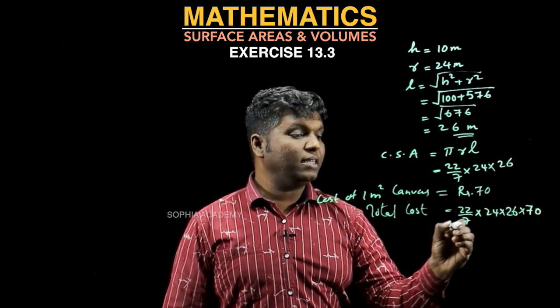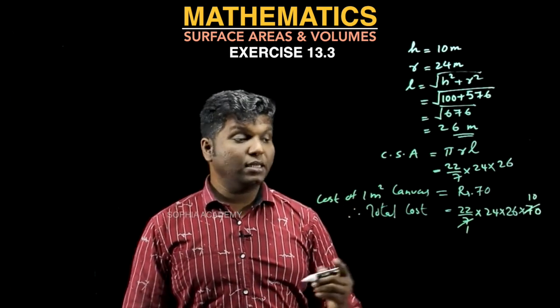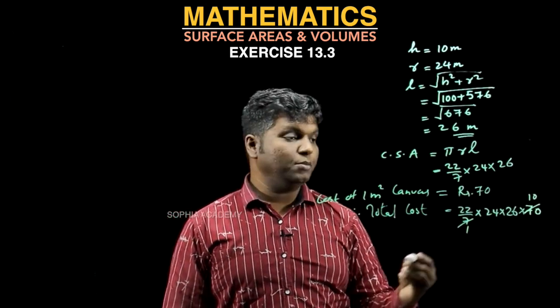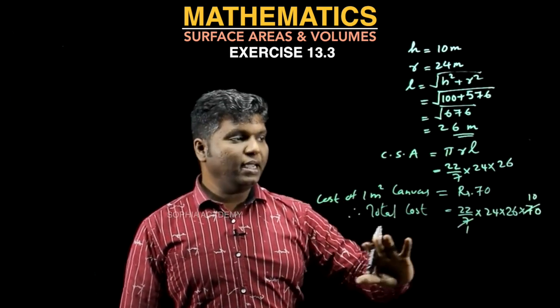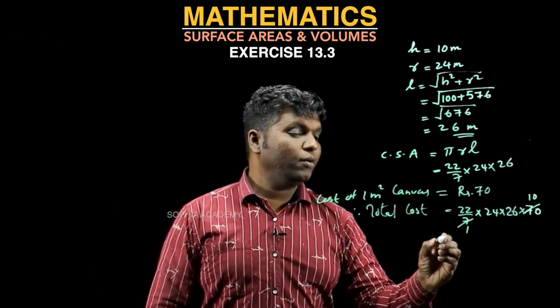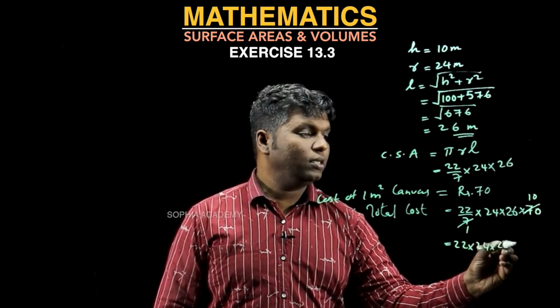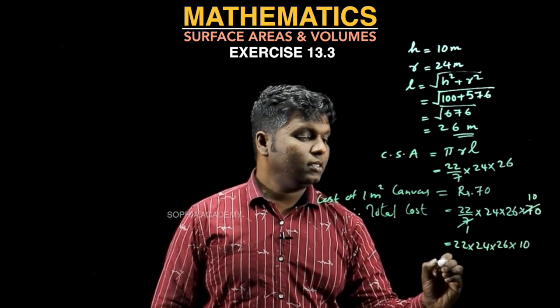So you have to multiply that with 70. Now you can see 7 and 70. You can get 7 ones are 70, even 10 times, right? 7 ones are 7 and 7 10 times. Now see, without making any fault you can cut it. That's why I told you to hold on. You have to hold till the last second. Now you got it as 22 into 24 into 26 into 10.